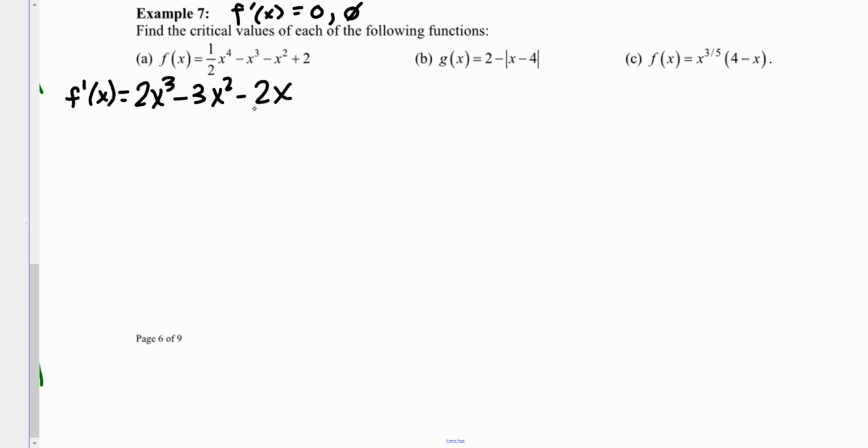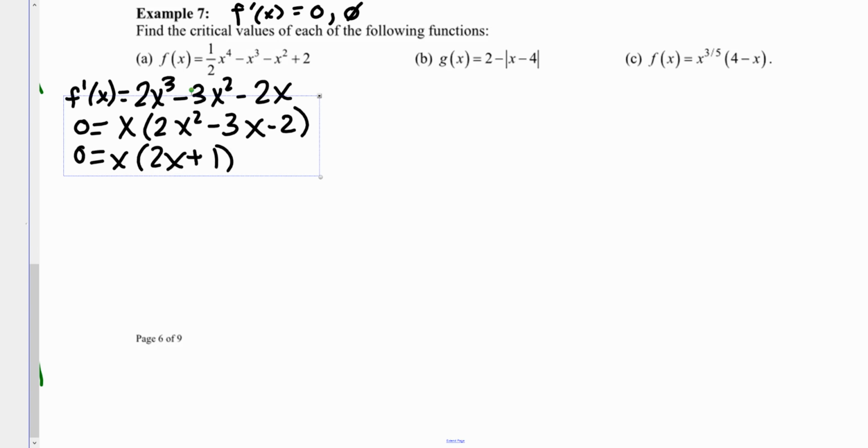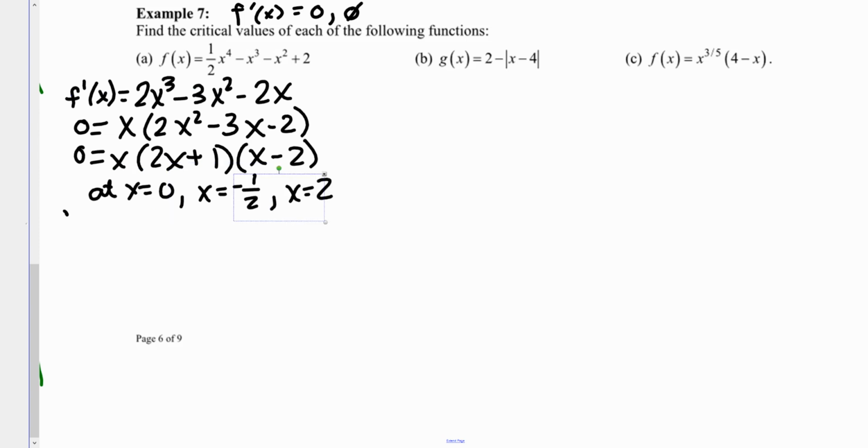And we need to find out, is that ever going to be undefined? It's not, because it's a polynomial. So we just have to look where the derivative would be 0. All right, so I can factor out an x. And then I believe this would factor into 2x plus 1 and x minus 2. So that means that my derivative is 0 at x equals 0, x equals -1/2, and at x equals 2. So these are my critical values, 0, -1/2, and 2.